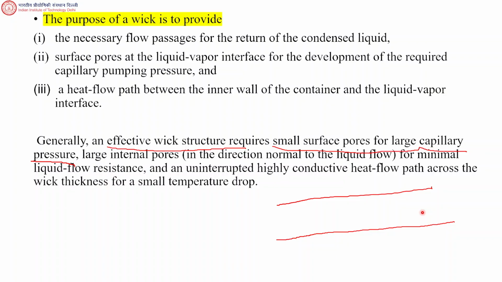And the flow direction is, if the right hand side is condenser, left hand side is evaporator, then the flow direction is this, and normal to the flow direction means in this direction, right? In this direction you need to have large internal pores, otherwise you will create too much resistance for the liquid to flow.